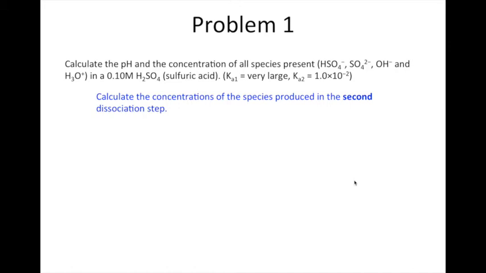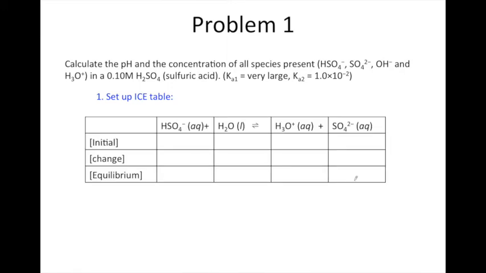Now let's move on to our second dissociation step. For our second dissociation step, let's set up an ICE table. Here's the equation that we showed you earlier for the second dissociation step. Let's plug in our initial concentrations. So our initial concentration of HSO4 minus is 0.1, and we saw that from our first ICE table. Hydronium is not 0, it's 0.1 because we have a fair amount of it produced in our first step. Our sulfate ion concentration will be 0 initially.